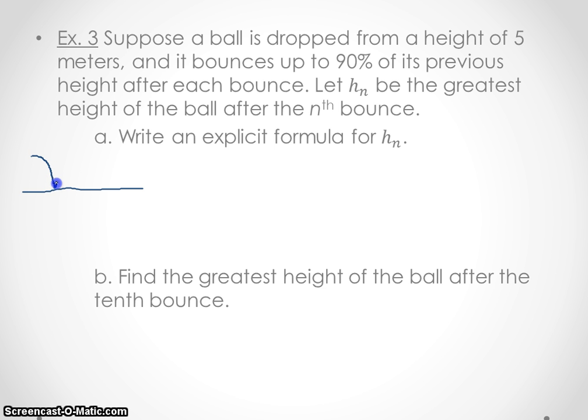And we bounce, and that means we're bouncing up to about 90% of our previous height. So we're about there, 90% of this height, 90% of this height, and so on and so forth. And it would keep going until it dribbled out. That's the picture we're talking about here, and we're starting at this initial height of 5 meters.